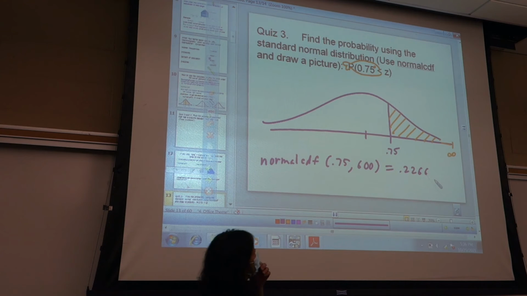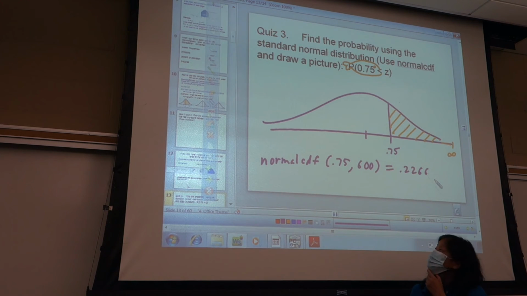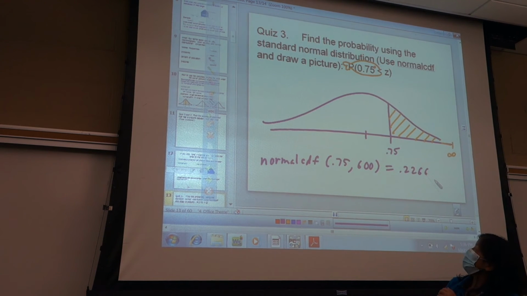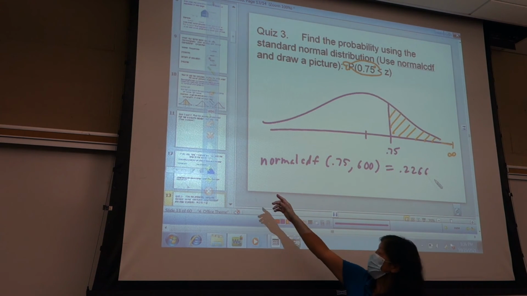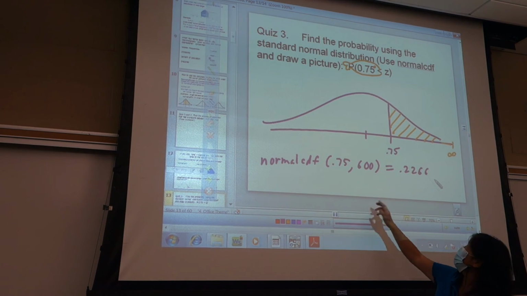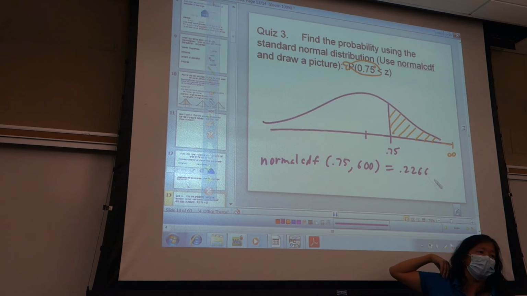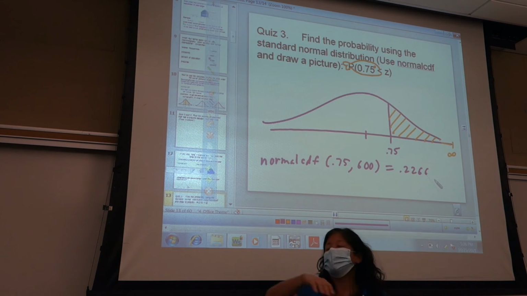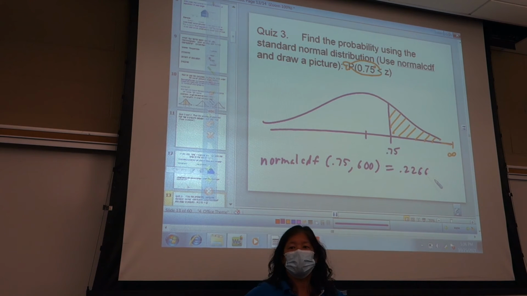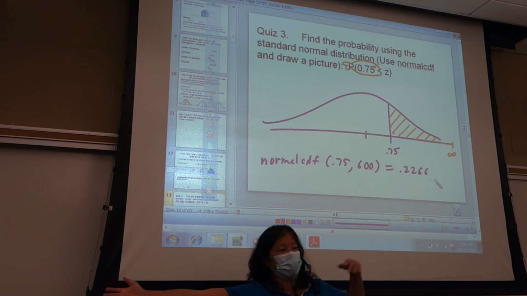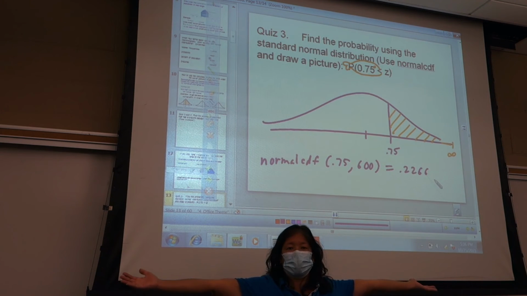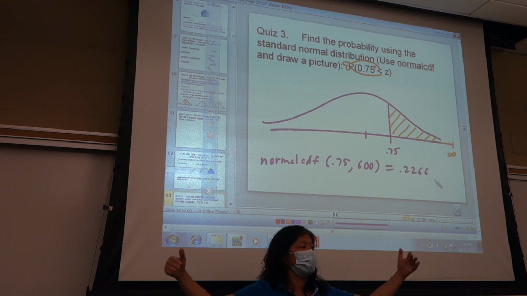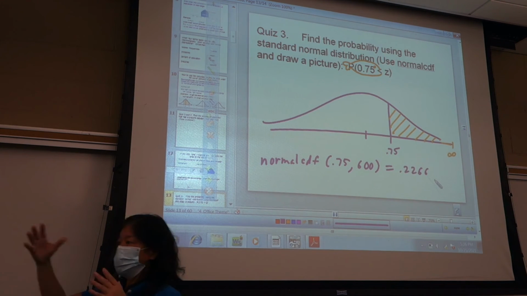All right. As a side note, if I did normal CDF of 0.75, 600, and I did normal CDF of negative 600 to 0.75, and added them up, what should I get? 1. Should get 100%. Right, those two parts. And if I did normal CDF of negative infinity to positive infinity, I would get 1, 100%. I get everything. Make sure we're understanding how this all works.